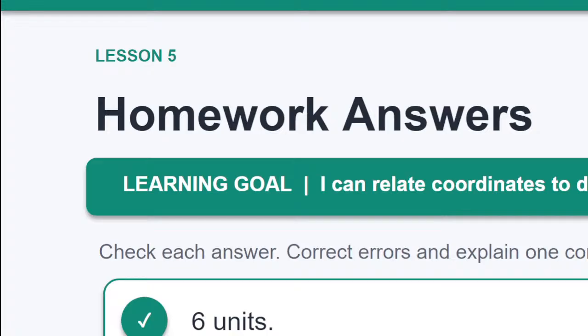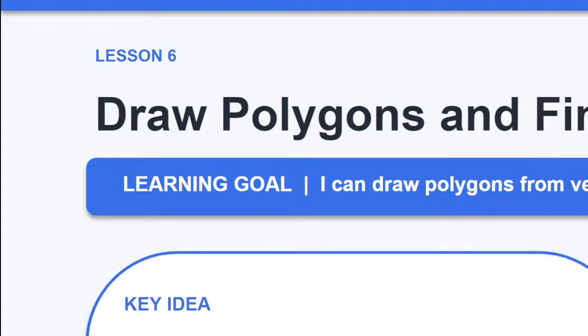Number 1 is 6 units, number 2 is 2 units, number 3 is 7 units. Number 4 is 8 units, number 5: absolute value gives the non-negative distance from 0 or between coordinates.